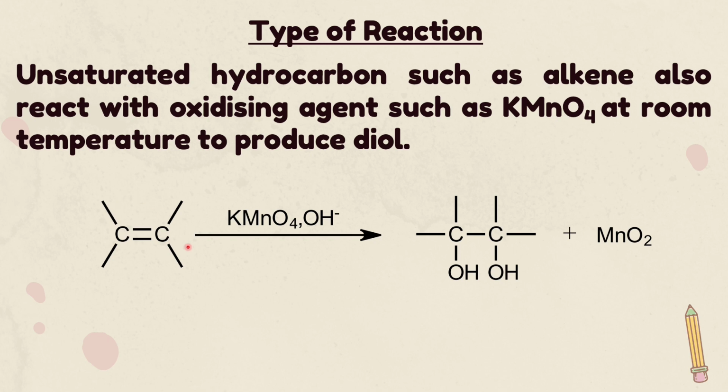So if we treat alkene with alkaline KMnO4, alkaline sebab dia ada OH minus, we're going to produce diol and one substance yang kita panggil sebagai MnO2. So MnO2 ni dia adalah brown precipitate.